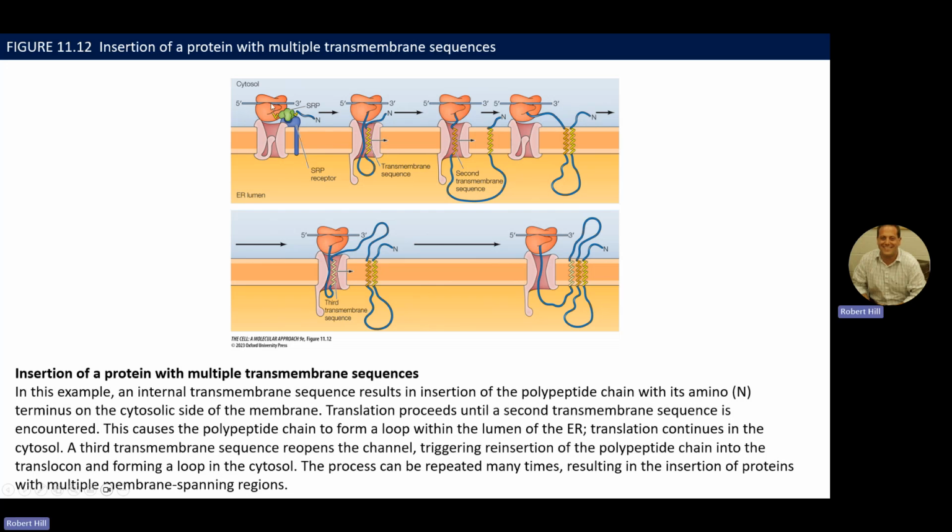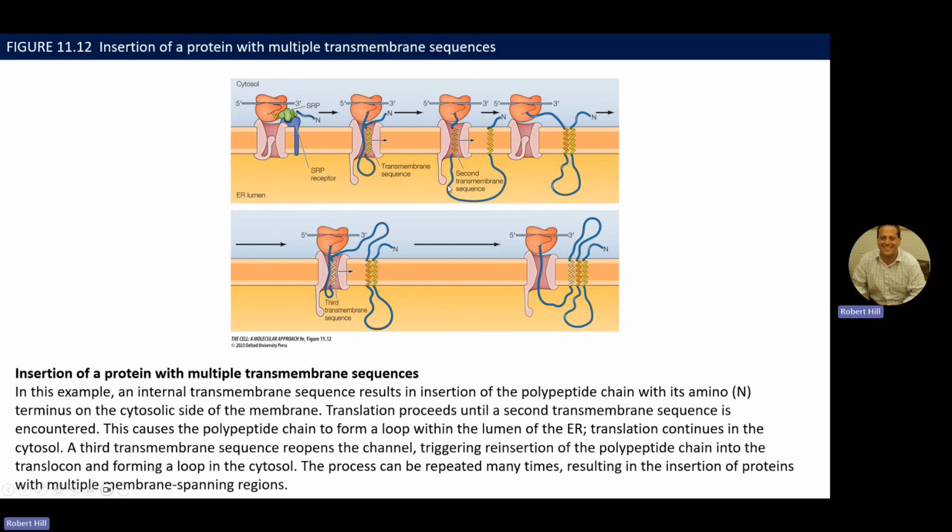All right, so here we've got an internal hydrophobic stretch, right? We've got no N-term signal sequence like we had initially looked at in co-translational targeting. So the SRP binds to the hydrophobic stretch, it brings it to the receptor, and then you get co-translational targeting. Okay, and the first hydrophobic stretch causes the lateral gate to open, it travels into the membrane.